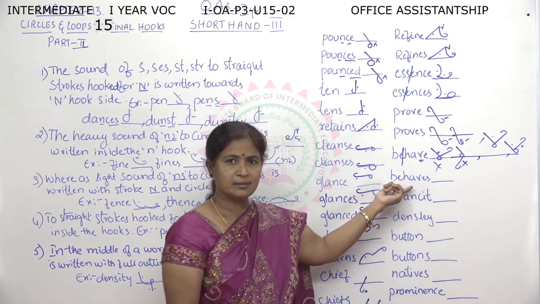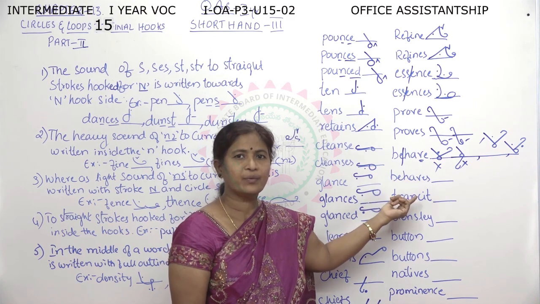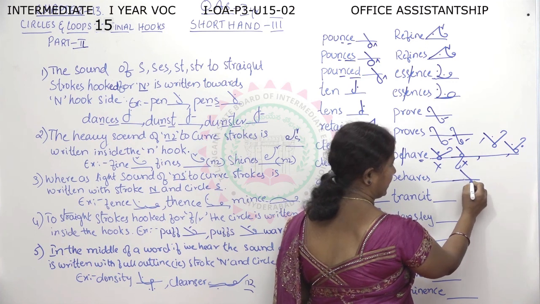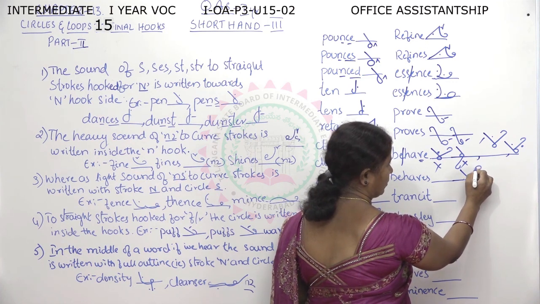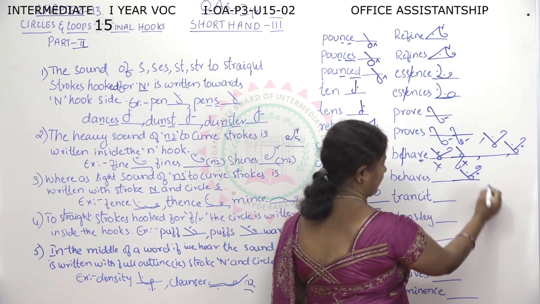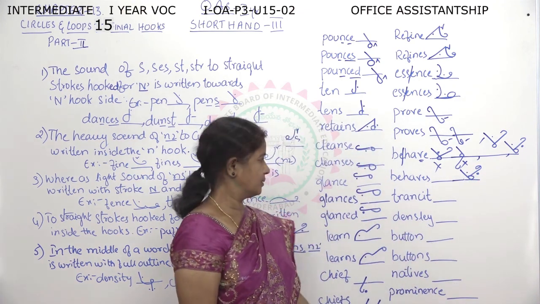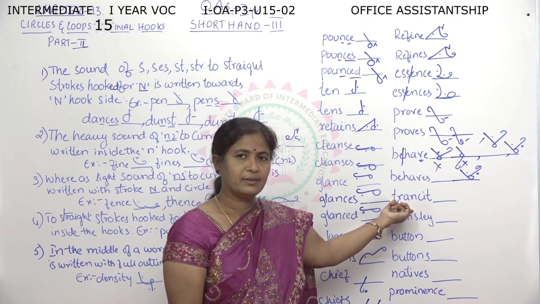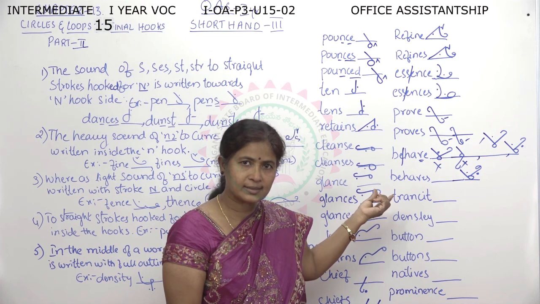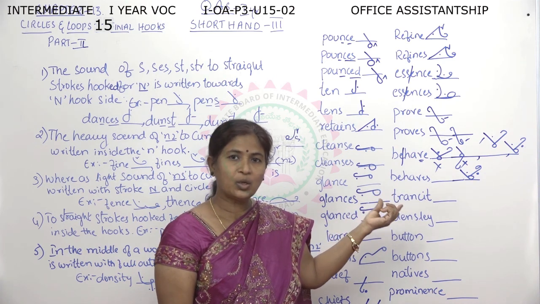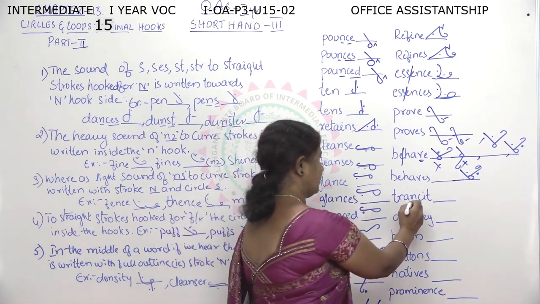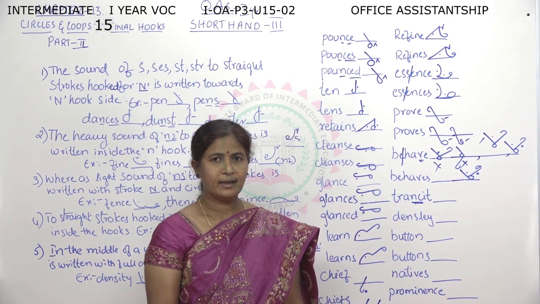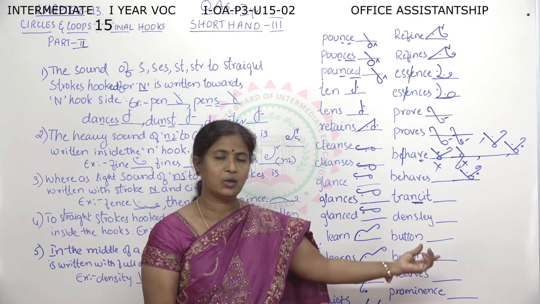Now behaves. Just add S to F hook. Behaves. How do we write? Be, he, we and circles. Behaves. Now, transit. How many sounds we hear? Transit. Where is the sound of ends coming? In the middle of a word. See? Trans. Ter, N and circles and T. How do we write?